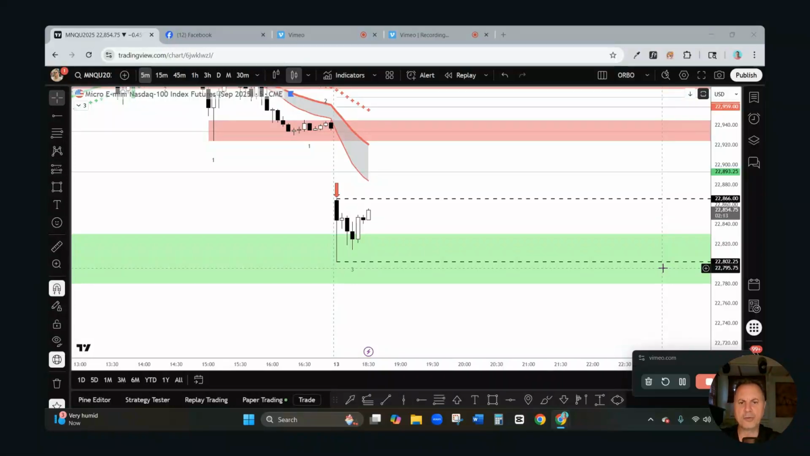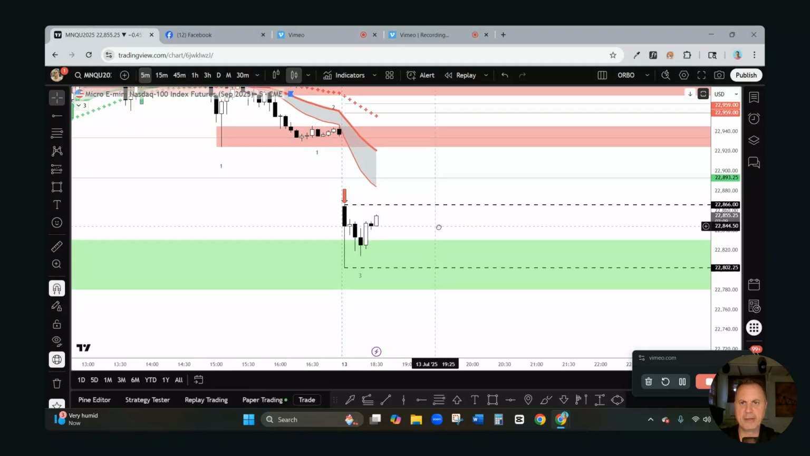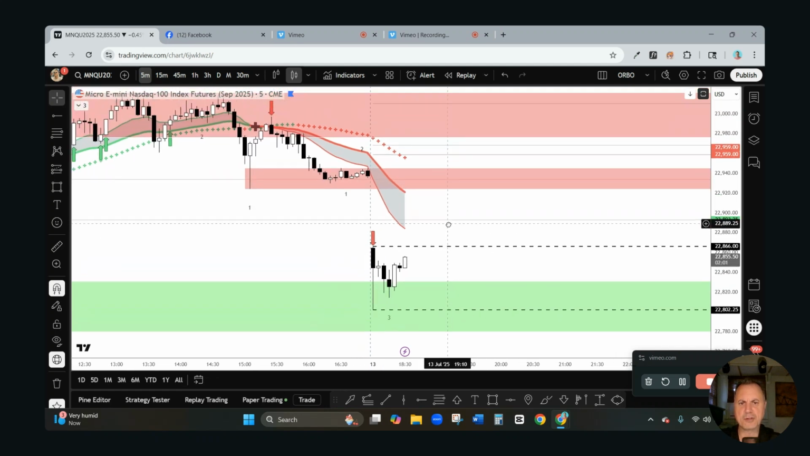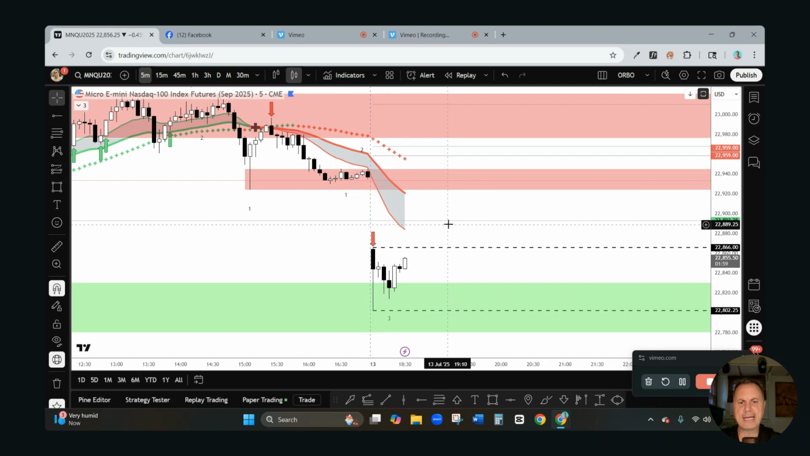Okay, what's up, guys? Let's just talk ourselves through this, right? So I'm on the 5 minute chart here of the micro NASDAQ. We drew out our supply and demand zones on the higher time frames, and we have a ton of momentum and trend going to the downside.